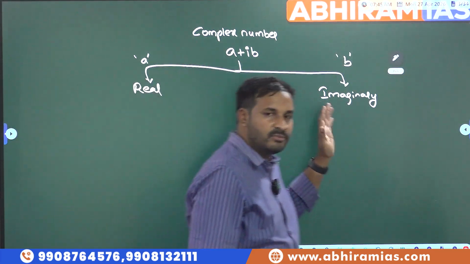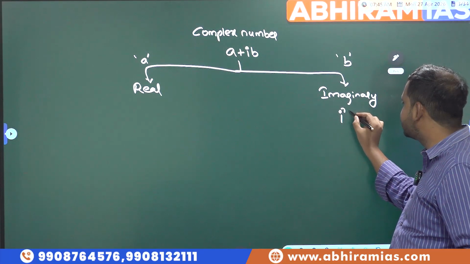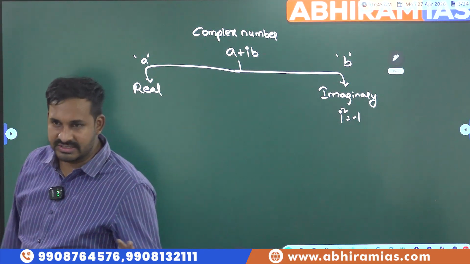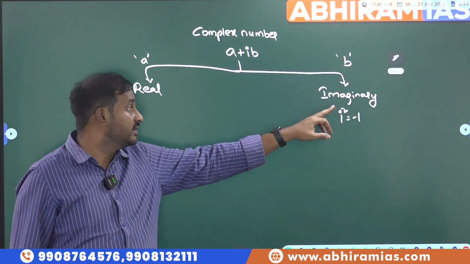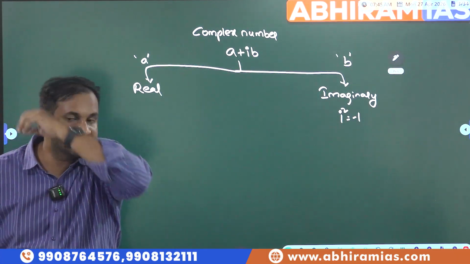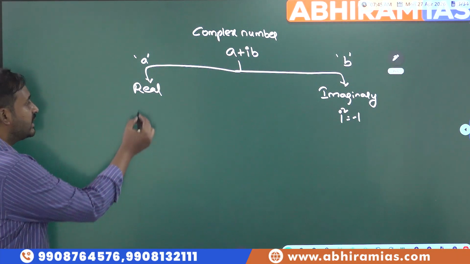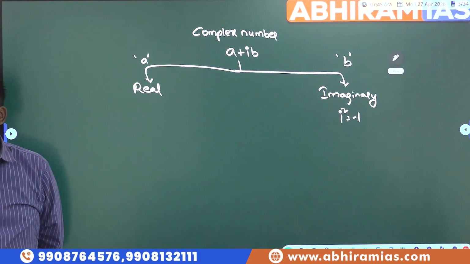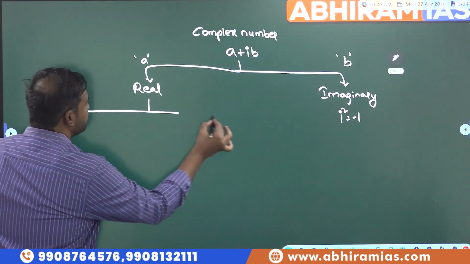We will not bother about this imaginary portion, but we should know only one thing about this, that is i square is equal to minus 1. Just for knowledge's sake. In the worst case, the only thing that will be useful for us regarding imaginary numbers is i square is equal to minus 1. Now, this real number will be of two types for us.